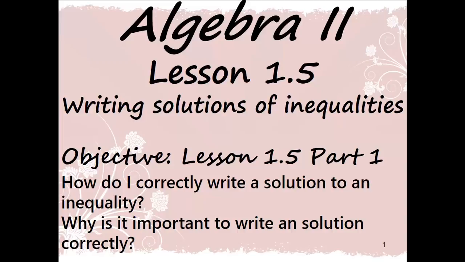So when we were solving equations, we had one solution, okay? When we were solving absolute value, we had no solutions, one solution, or two solutions, but that was it. With inequalities, we could have a range of solutions, okay? So we have to know how to correctly write a solution to an inequality.